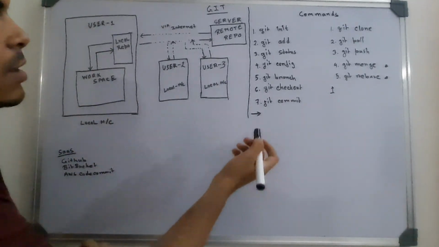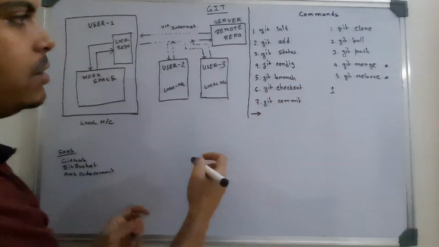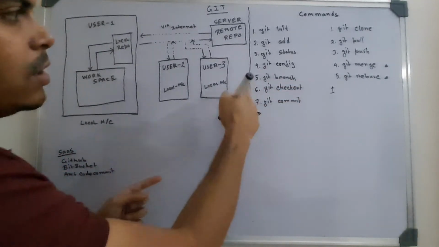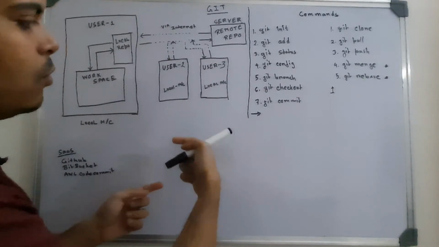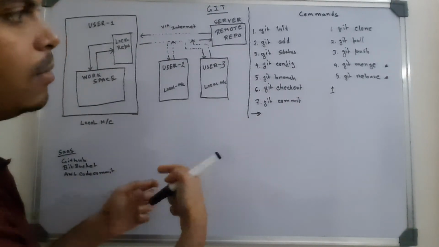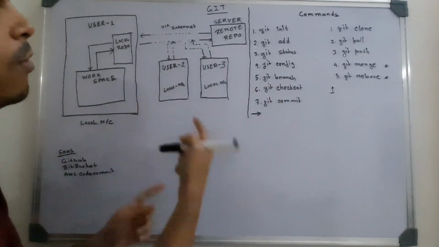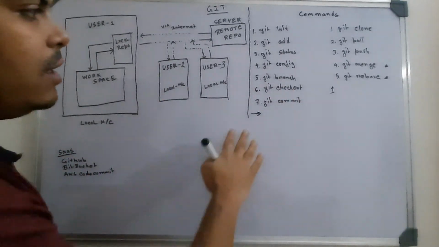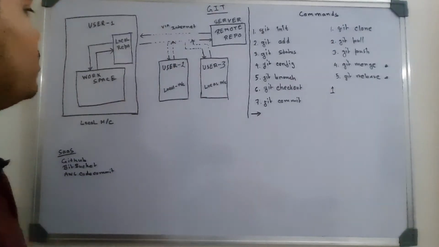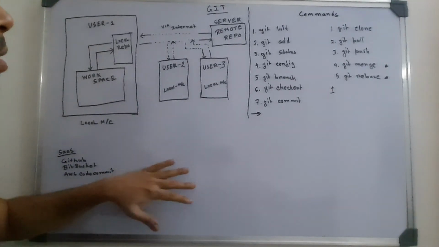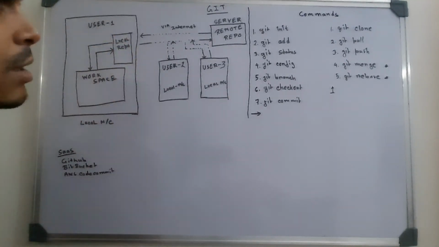So when a user works on a branch, using the git branch command he can create his own feature branch, and he can also delete a branch. Using the git checkout command he can move from one branch to another branch. And then finally git commit. Using git commit, a user can commit their local changes into the local repository.